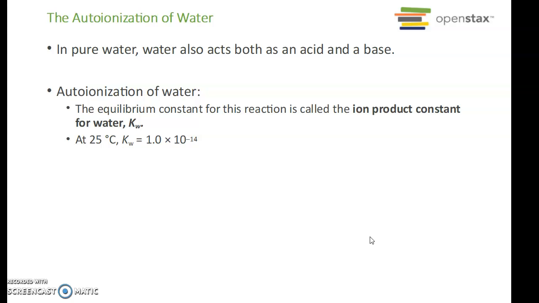In pure water, water also acts as both an acid and a base. The equilibrium constant for this reaction is called the ion product constant for water, or K sub W. The key thing here, and this is a very important point, because this forms the whole basis for which we determine our measurements of acidity and basicity, is that at 25 degrees centigrade, K sub W equals 1.0 times 10 to the minus 14th.